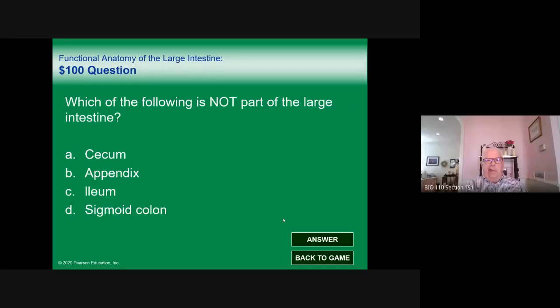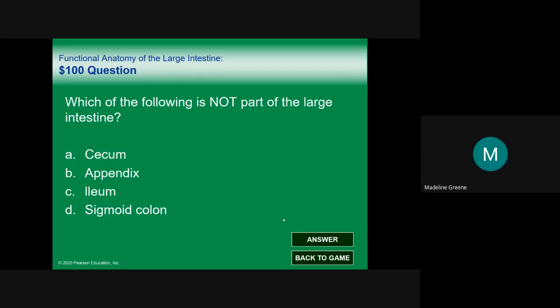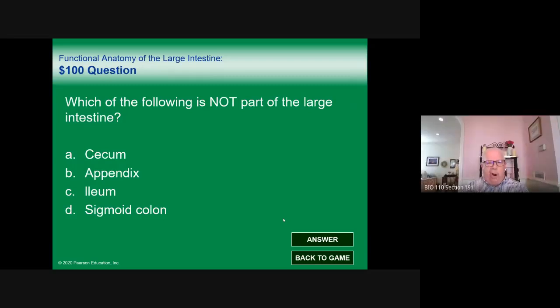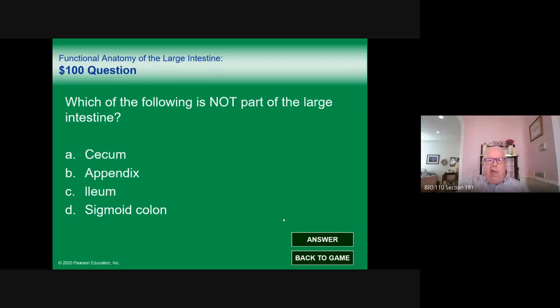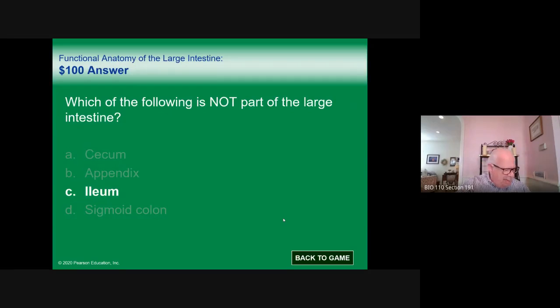Which of the following is not part of the large intestine? D? Oh, no. D is part of the large intestine. Oh, okay. I'm just guessing at this point. I have to rewatch the lecture. Oh, okay. The answer is C, ileum. Ileum is part of the small intestine. Okay. All right? Thank you. All right. Erica.